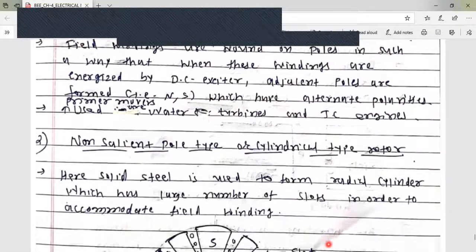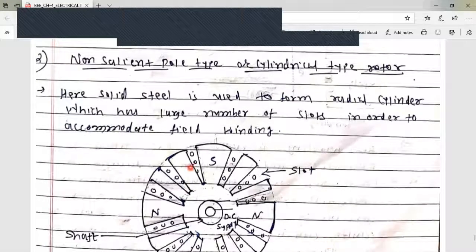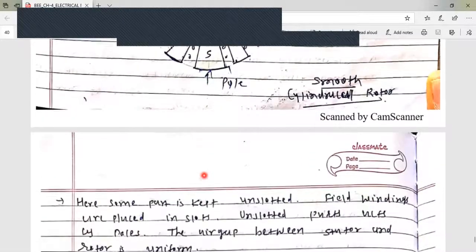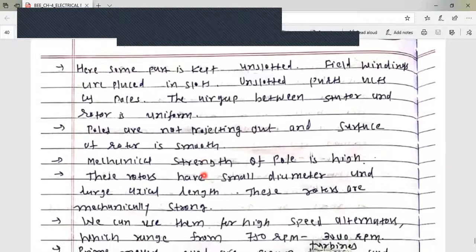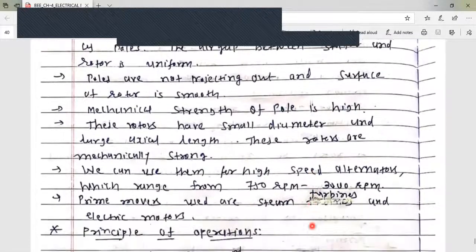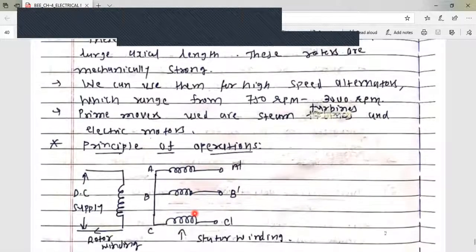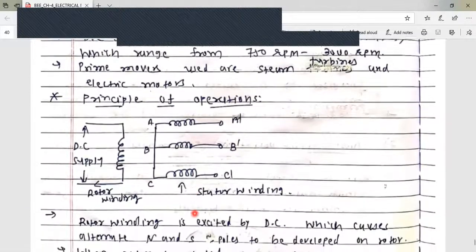Whereas in the case of non-salient pole type or cylindrical type rotor, many slots are there, but the non-slotted part has windings. Here the diameter is less, it is used for high speed, and prime movers are steam turbines and electric motors. And we have seen the principle of operation.